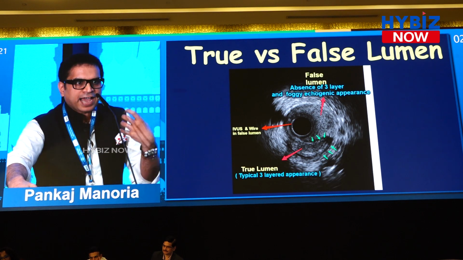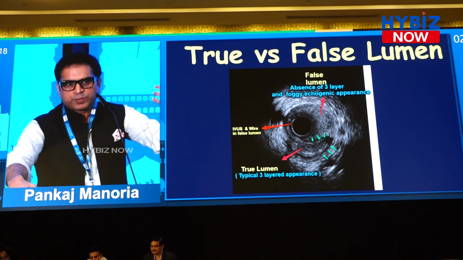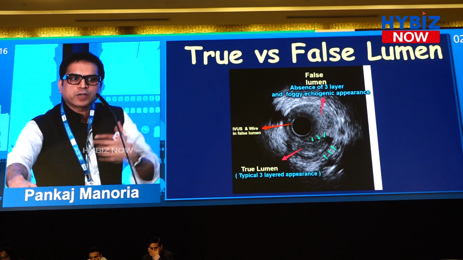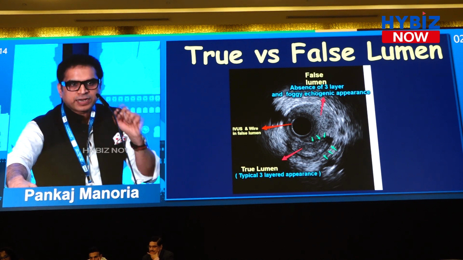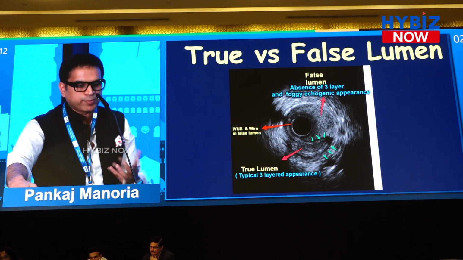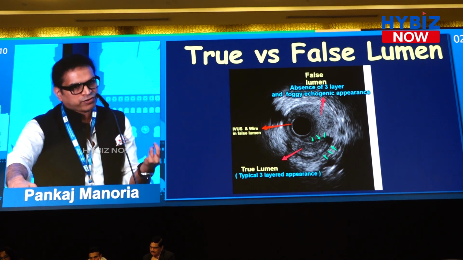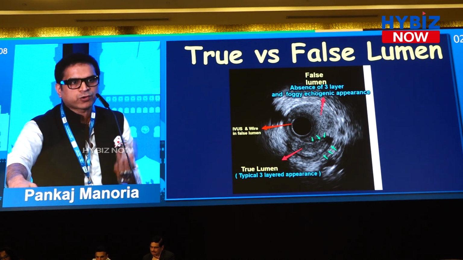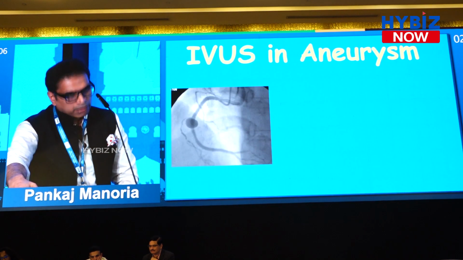You inject dye, if the dye stagnates in that lumen, it will be a false lumen. The dye will stack in the false lumen. And if it's non-pulsatile, it will be a false lumen. So true lumens are pulsatile, they will be branching, they will be non-foggy, and they will have a 3-layer appearance. This is how we differentiate between a true and a false lumen.